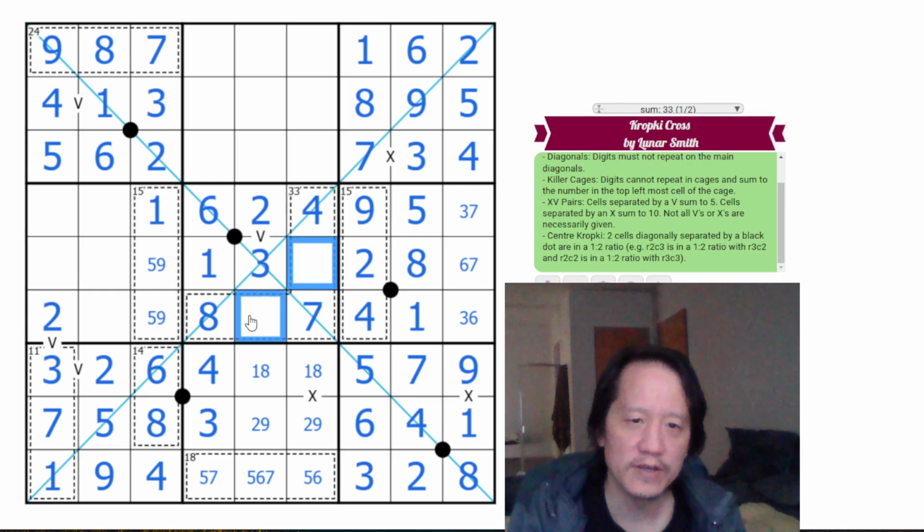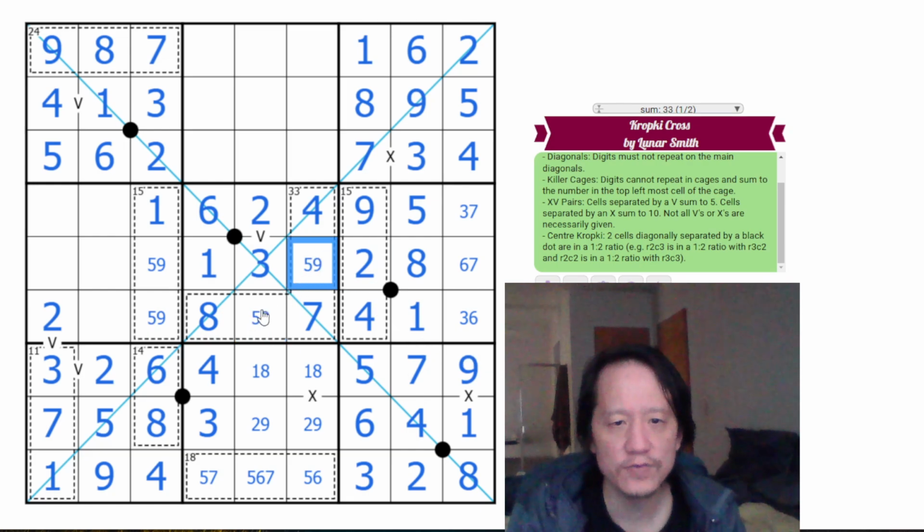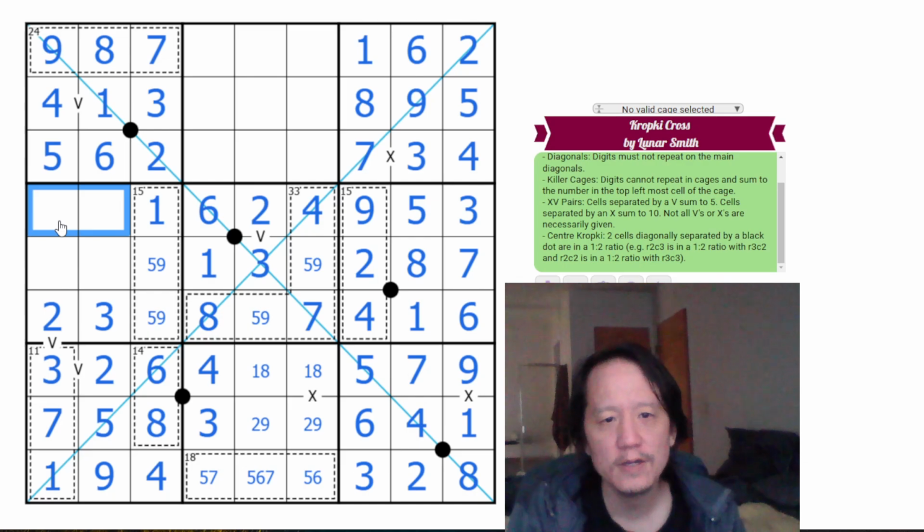And we have 5 and 9 left over. Right? This is 5 or 9. This is 5 or 9. This has to be 3 or 6. It can't be a 6, so this is 3. This is 6. That makes that 7, which makes that 3. We have 7 and 8 here. That can't be 8, so this is 7. This is 8.